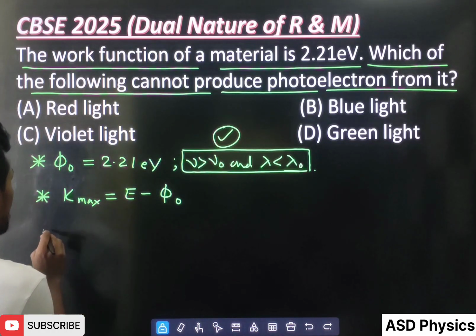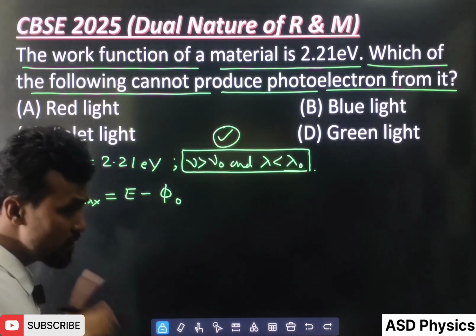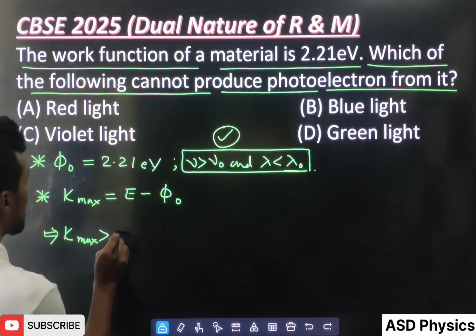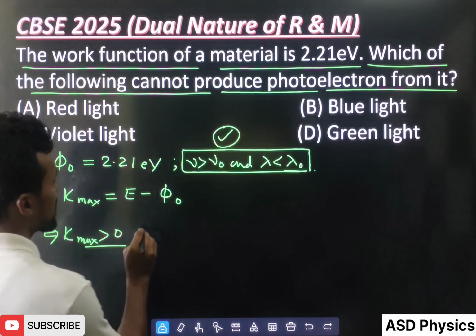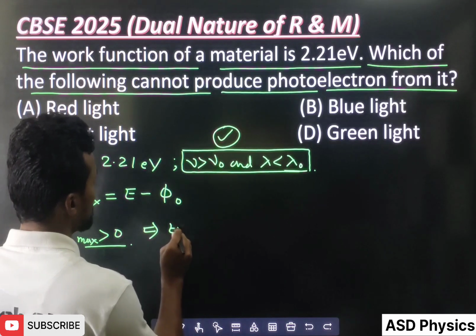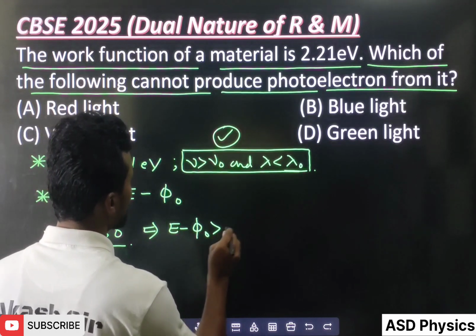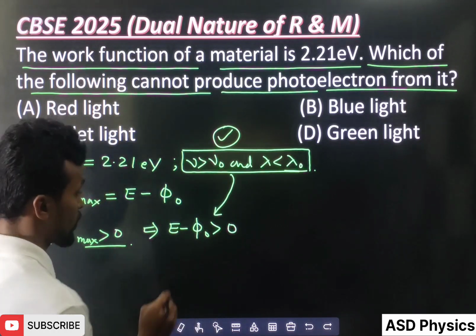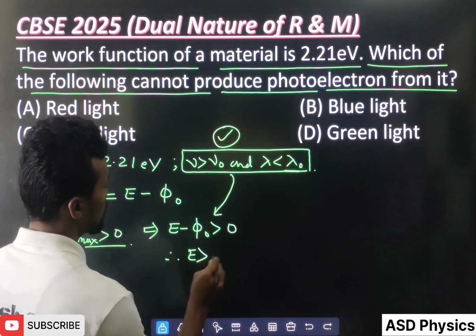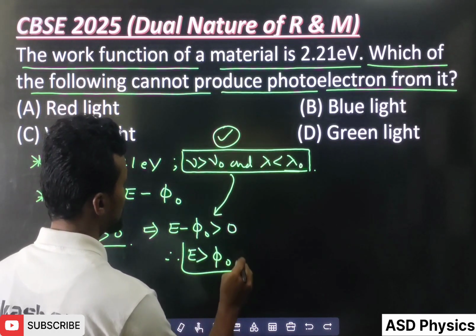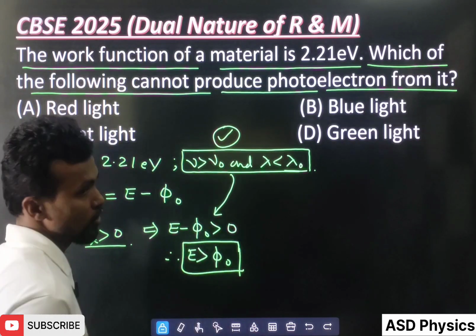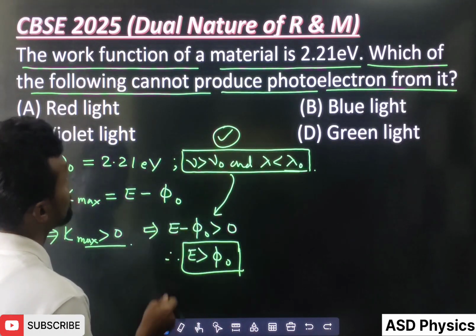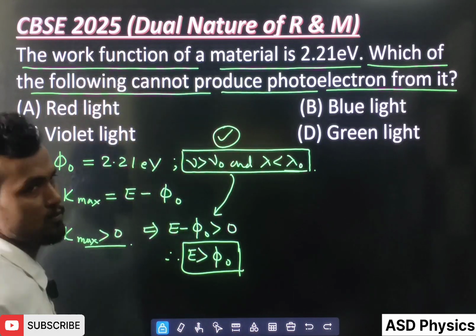So remember that here, the electron will only come out from the metal surface when this K max is greater than 0. When K max is greater than 0, then only we can tell the electron is coming out. That means E minus phi naught should be greater than 0, then only the electron will come out. Hence, to take out the electron from the metal surface, the incident energy of the photon should be more than the work function, is it?